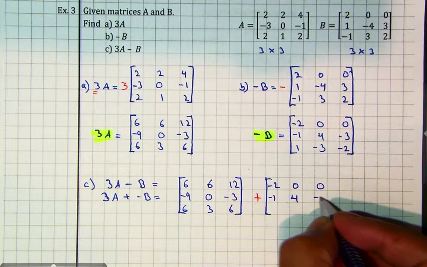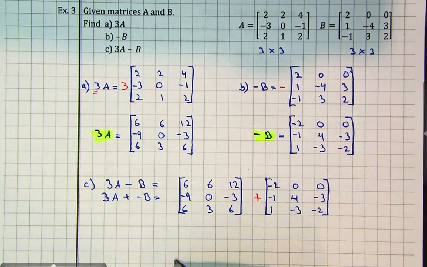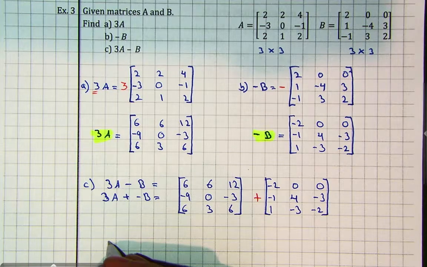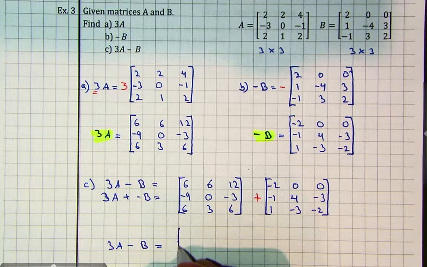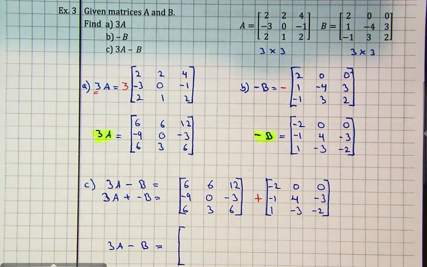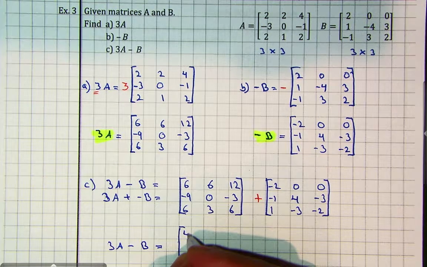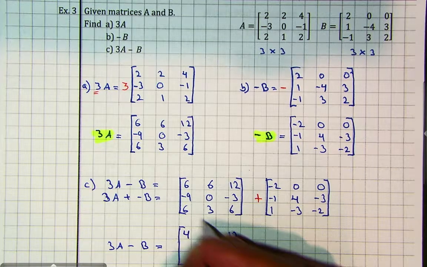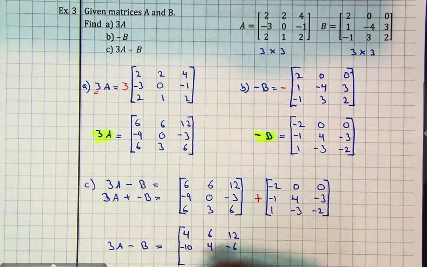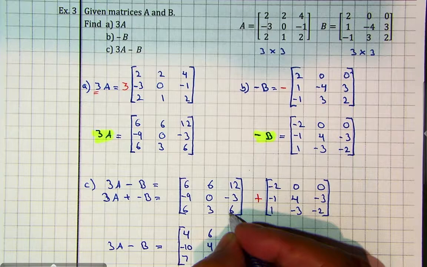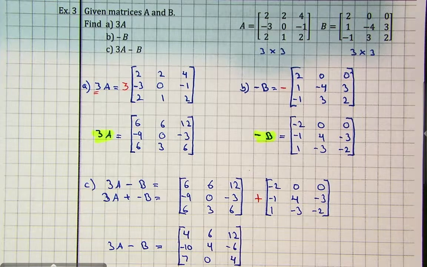Remember that on your homework, you need to be able to see your process. So therefore, we have 3A minus B. It's going to be a 3 by 3. Since they both are 3 by 3s, we can add them, and our resultant will be 3 by 3. So it gives me 4, 6, 12, negative 10, 4, negative 6, 7, 0, and 4. And that will be your answer.